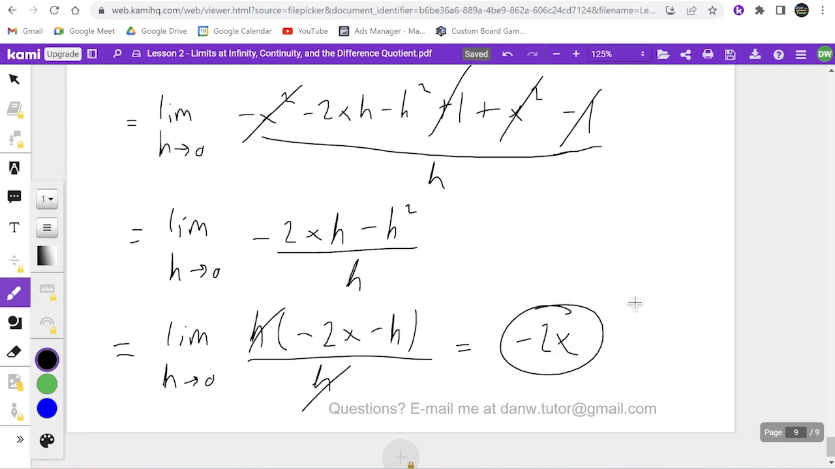However, I shouldn't circle that answer because the question's not asking me to find the derivative, which is what this is. The question's asking to plug in x equals 2. So when I plug in 2 here, negative 2 times 2, I get negative 4. In other words, that's the slope of my function at the point x equals 2. Any questions there?